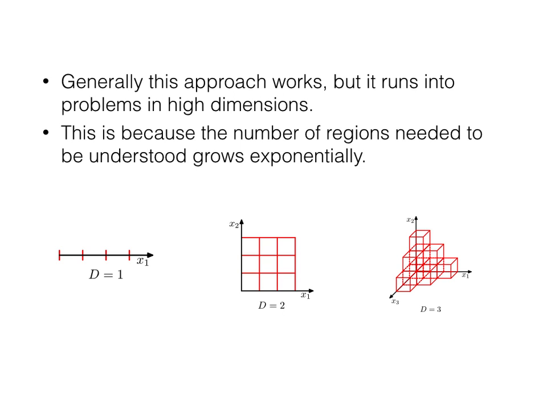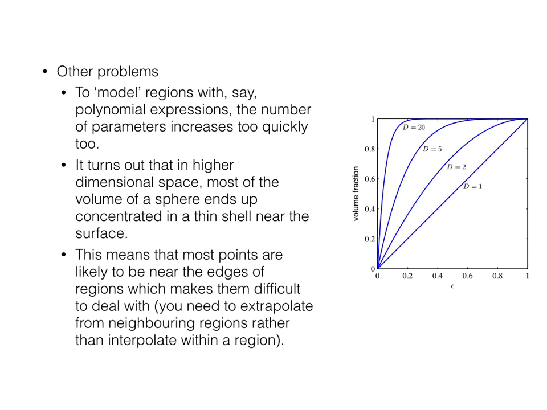And if we don't understand the underlying space very well, then we can't make good predictions or understand the structure of the data. There's other problems that go hand in hand with this, and I'm not going to go through these in any kind of detail, but just to give you an idea, often when we want to model regions, we do it with polynomial expressions. And what happens is, as you increase the dimensionality of the data, the number of parameters to describe that polynomial, cubic or quartic or whatever, increases too quickly.